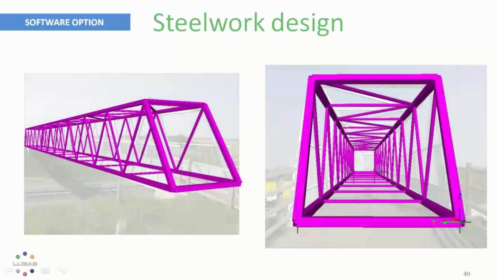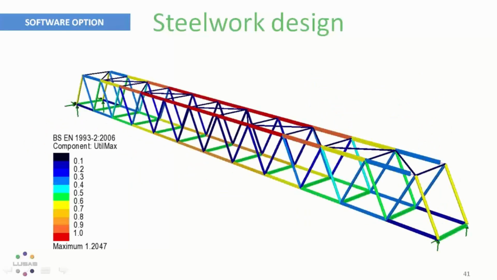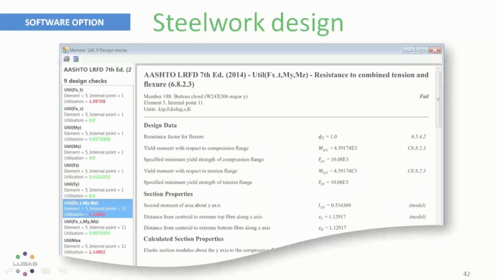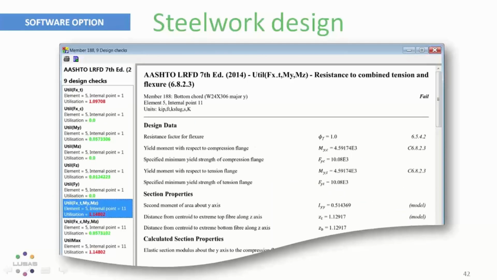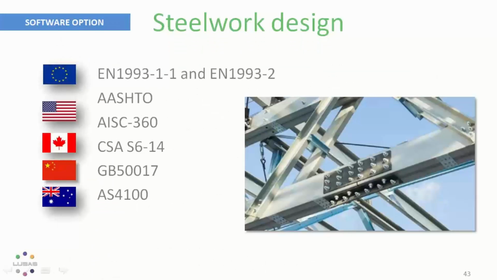Cousin to the RC frame designer, the optional steelwork designer carries out checks on beams or columns or truss members and offers both contours of utilization for the critical check like this one, or indeed each check in turn, and detailed, transparent, clause-referenced calculation. Again, these calculations can be printed or added to the reporting part of LUSAS, in which case, if the model is changed in any way, they will automatically be updated in the report.